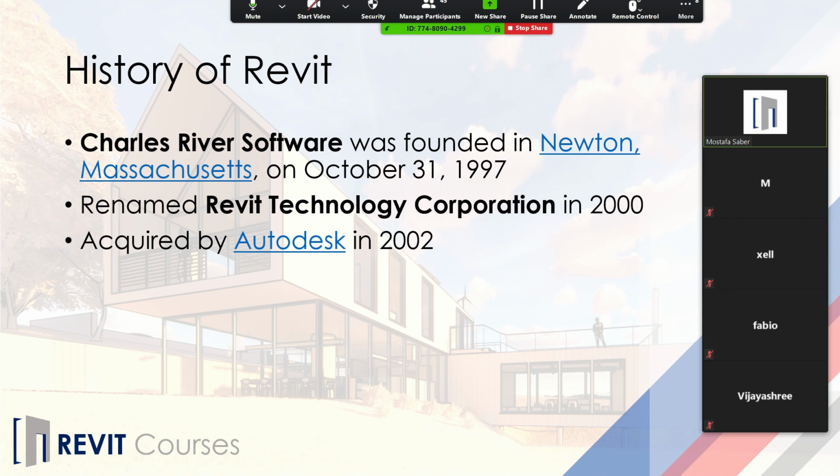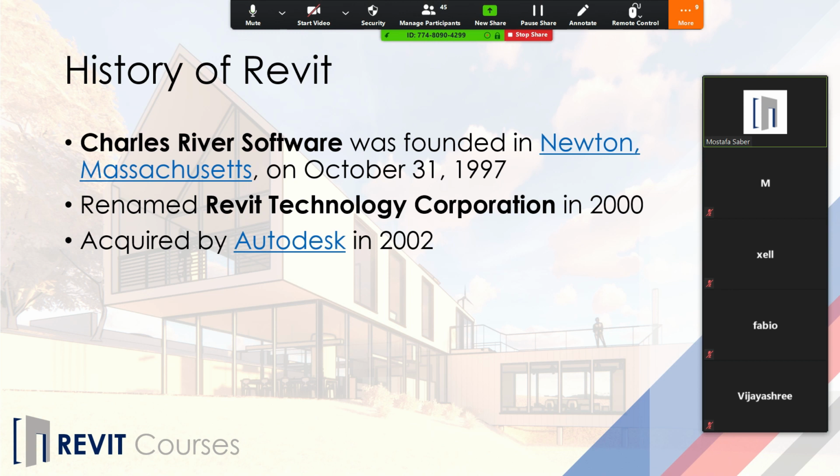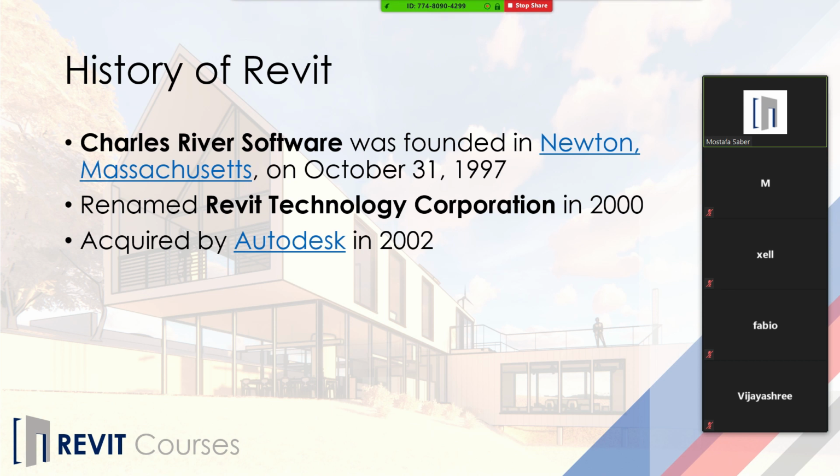Previously, Revit had only architectural capabilities, and then it moved on to more structural elements, and later to more of MEP and the whole disciplines of architecture and building construction.